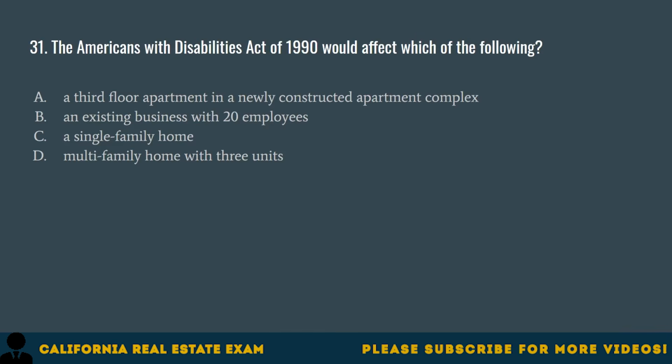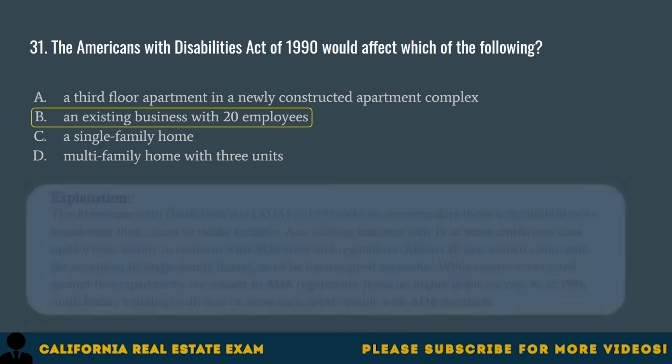Question 31. The Americans with Disabilities Act of 1990 would affect which of the following? A. A third-floor apartment in a newly constructed apartment complex. B. An existing business with 20 employees. C. A single-family home. D. Multifamily home with 3 units. The correct answer is B. An existing business with 20 employees.